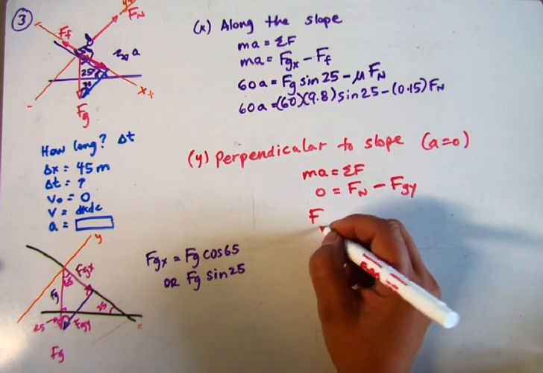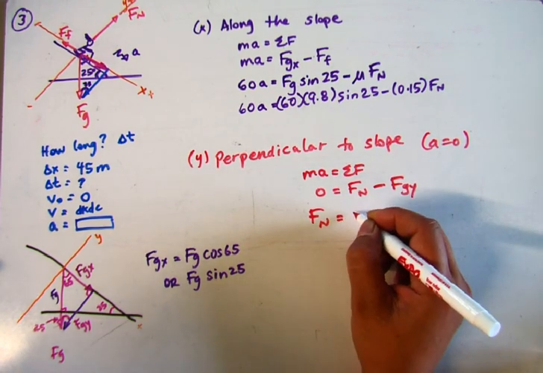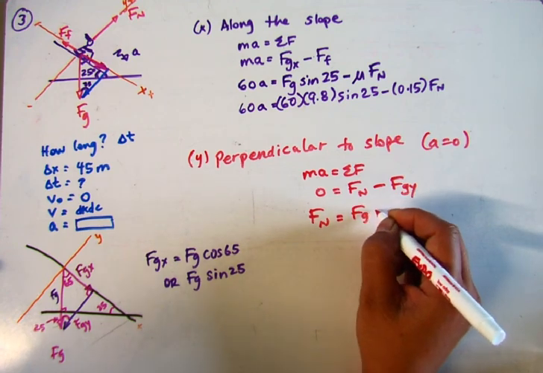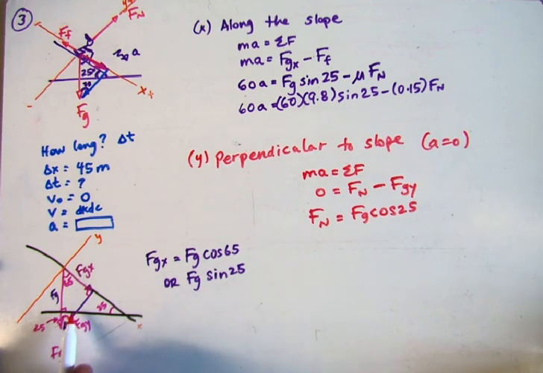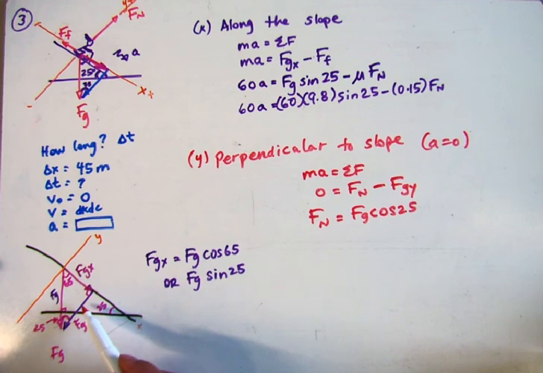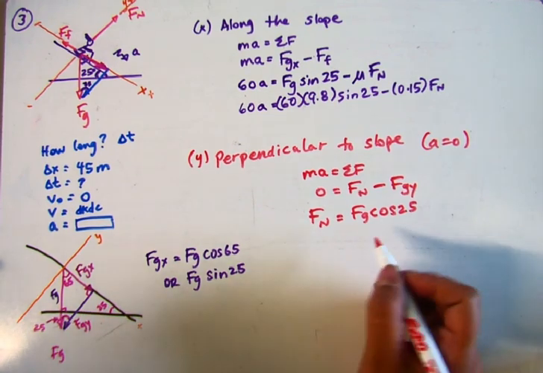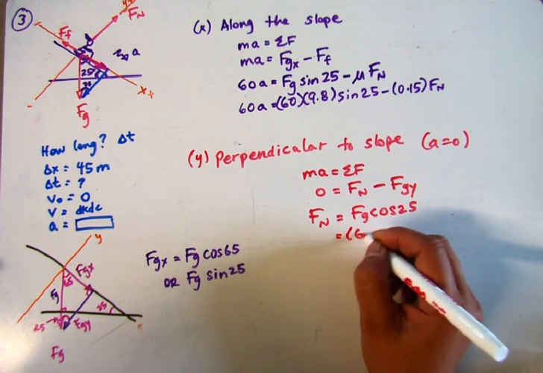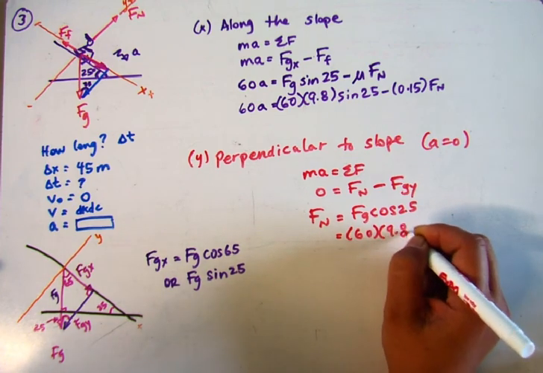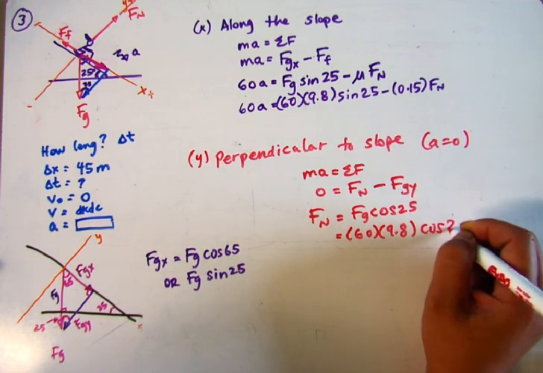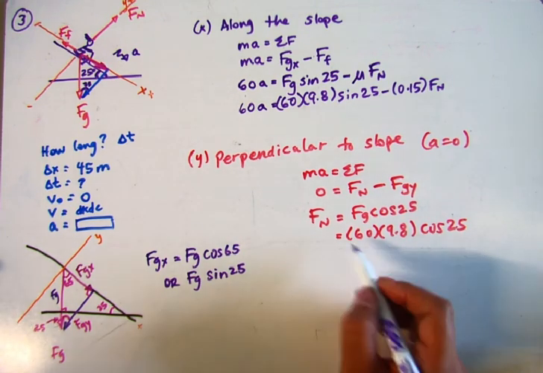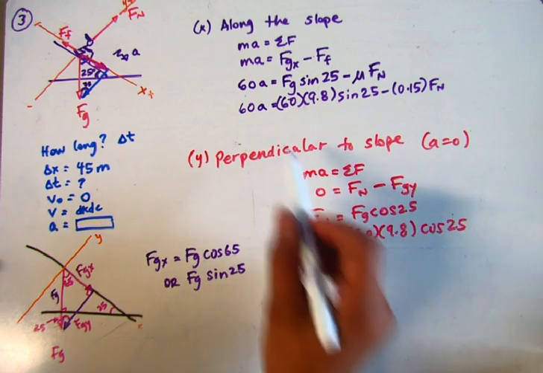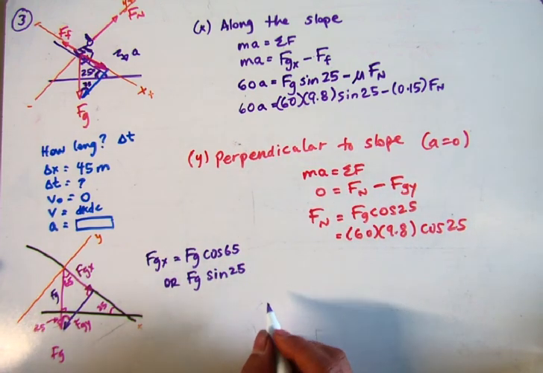So we can see from this that Fn is going to equal Fg, and then you can see it's going to be cos 25. Go back to the same triangle and see that the y component is either going to be sine of 65 or cos of 25. So plugging all this in, 60 times 9.8 times cosine of 25, you can plug that in. And I'm going to do that now without actually solving this. You can actually get the number, but I'm just going to plug it right back into that equation.